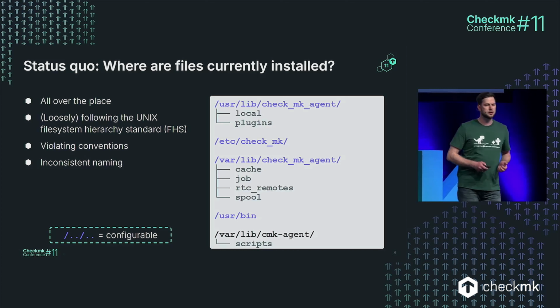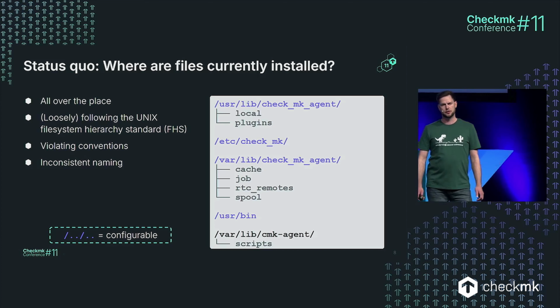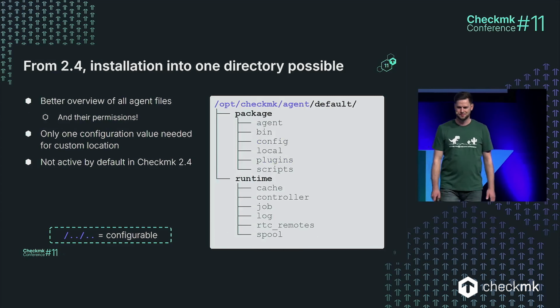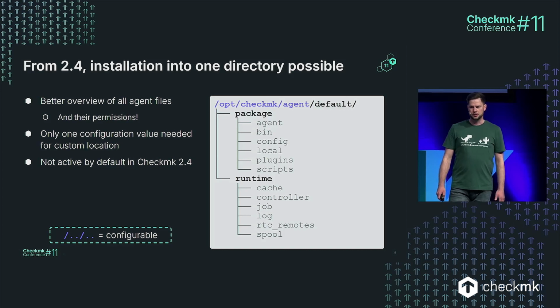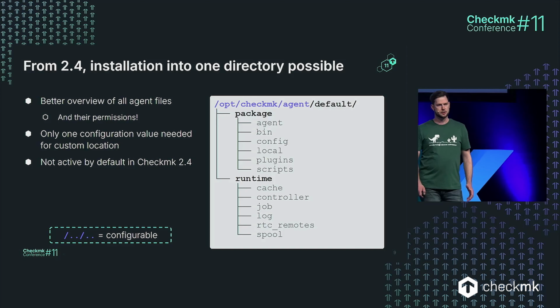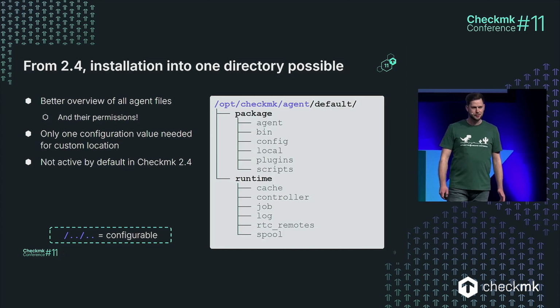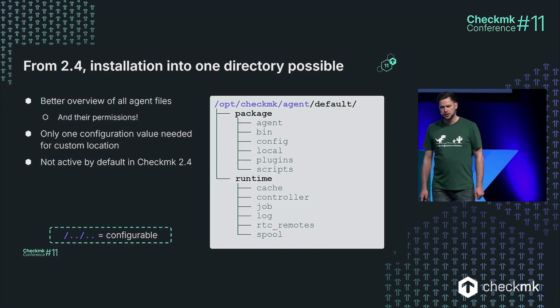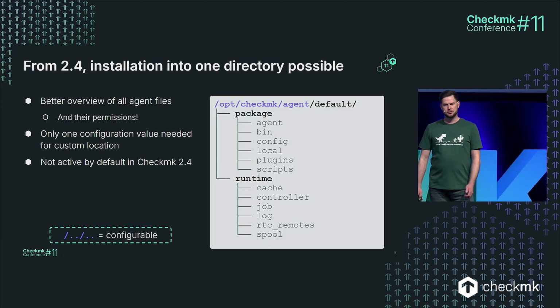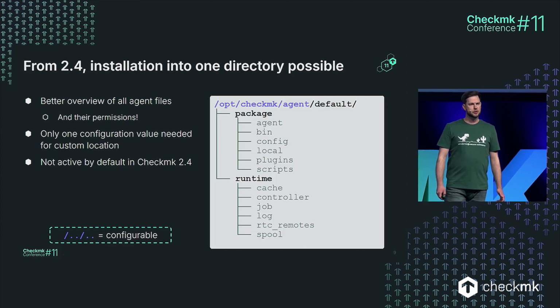While this seems quite natural for a Linux system software, it's not convenient. We are even violating conventions. For example, we replace config files coming from the agent bakery under etc and tell you not to touch them. Now we offer a different approach. Everything under one directory. It's /opt/checkmk-agent by default, and yes, this is configurable. Obviously, you have a much better overview of all agent files, but also of the permissions. If a parent directory is not world accessible, you don't need to worry about the subfolders.